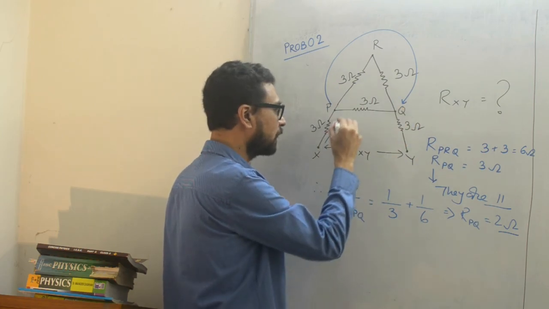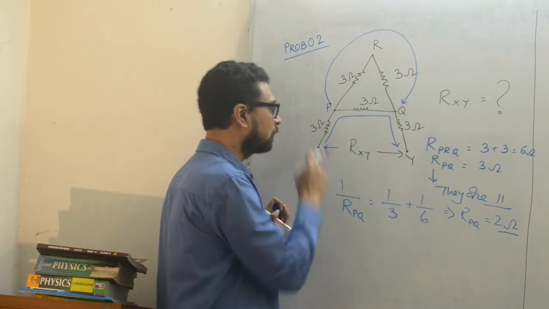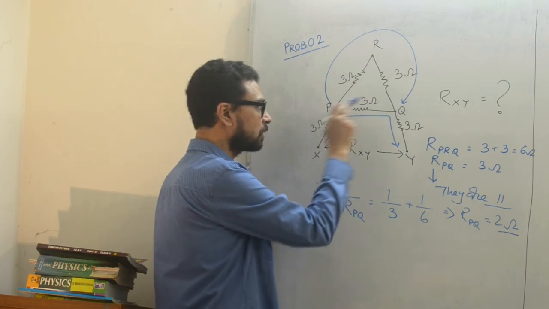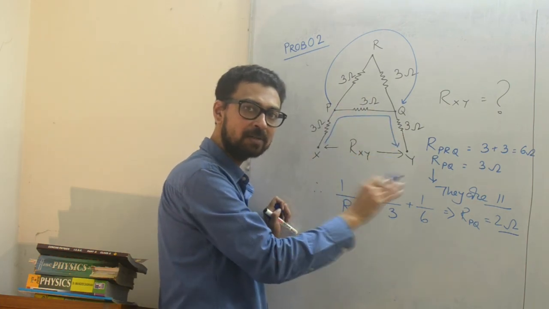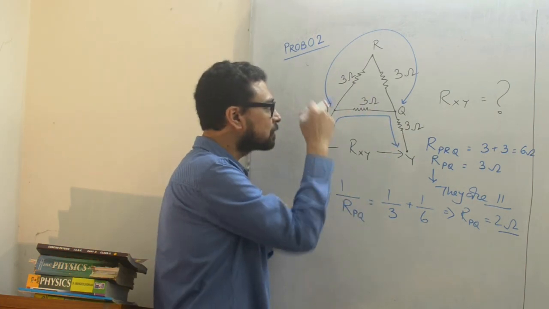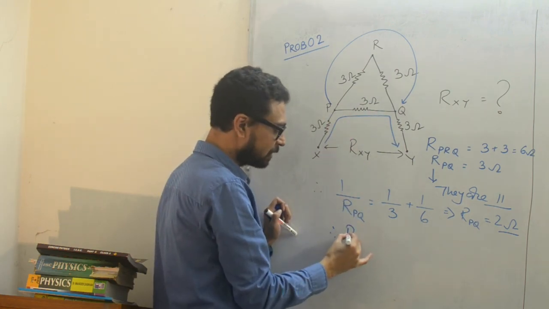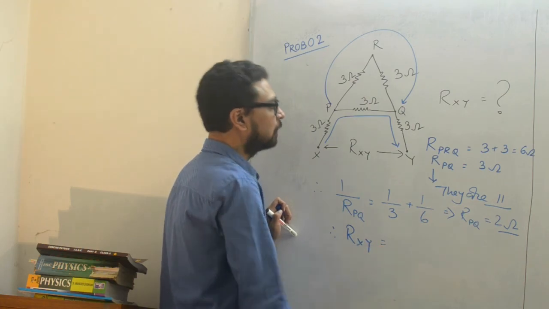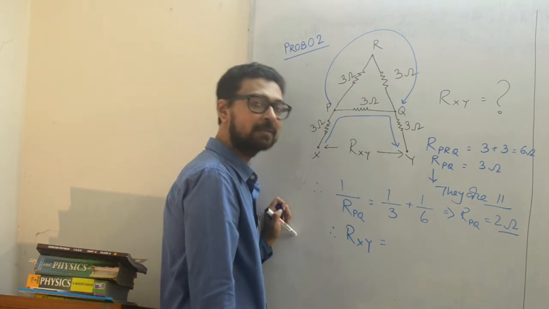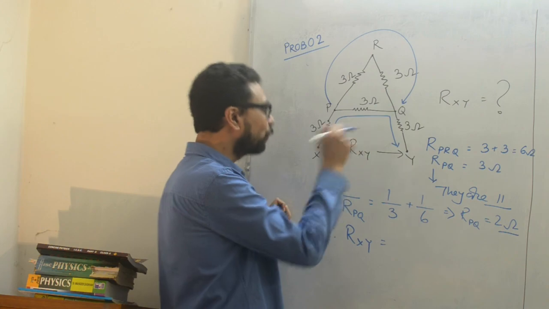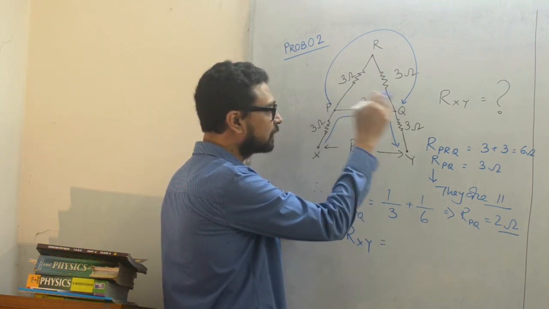Okay, great. So now if I go from X to Y, I have a path X, P, Q, Y. So all these resistances are following my path. There is no branch. This is a single path. So we can understand they all are in series. So I can write the effective equivalent resistance between X and Y will be the summation of these three.